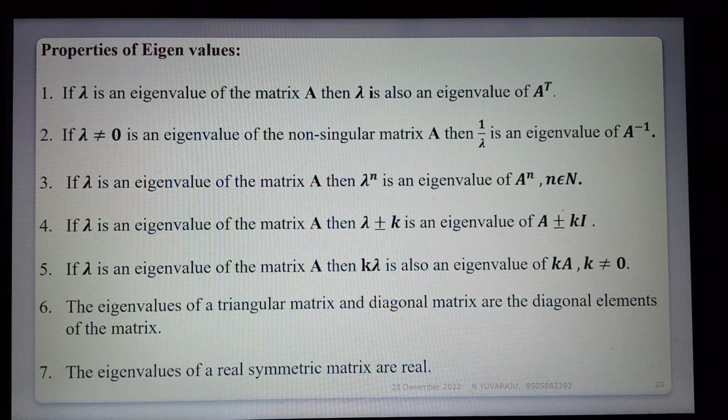So next one, the eigenvalues of a real symmetric matrix are always real. For any real symmetric matrix, the eigenvalue is always real. And so this is one of the properties of eigenvalues. Next, continuation.